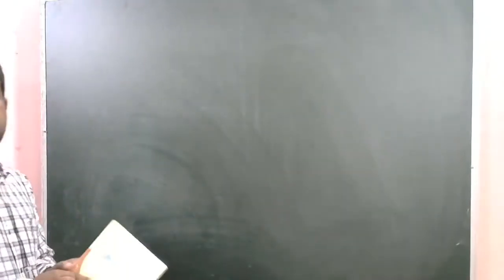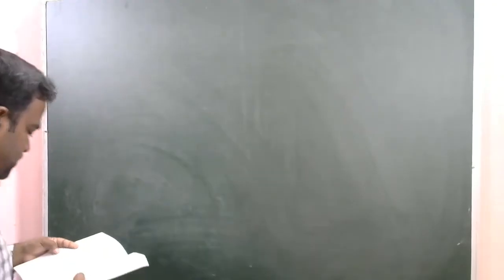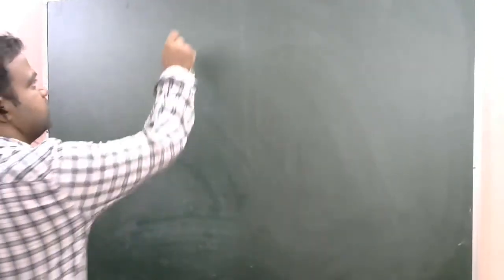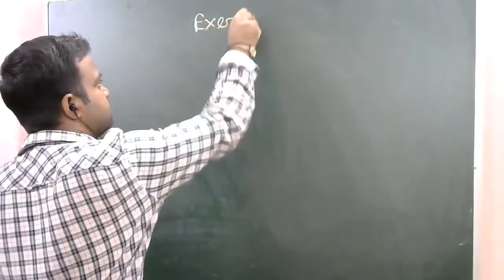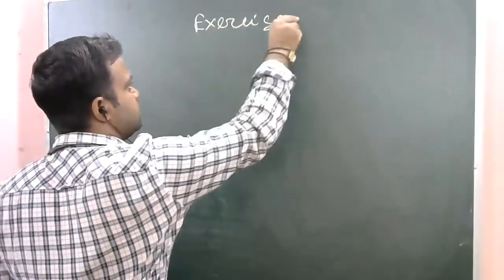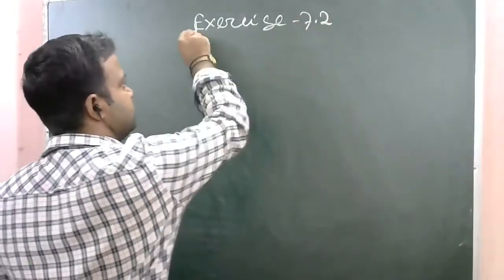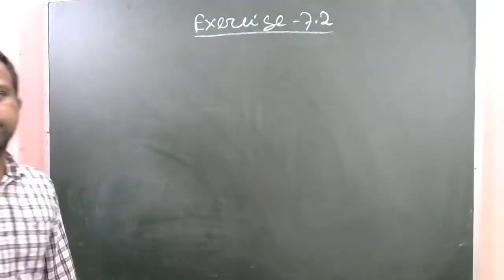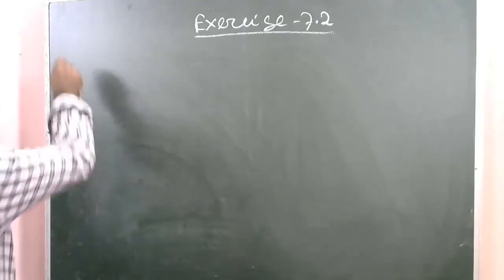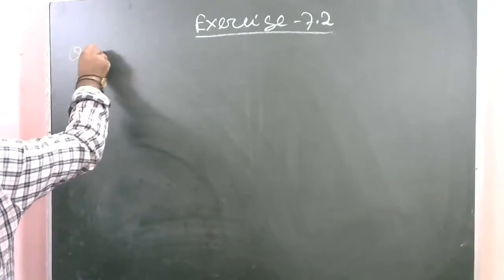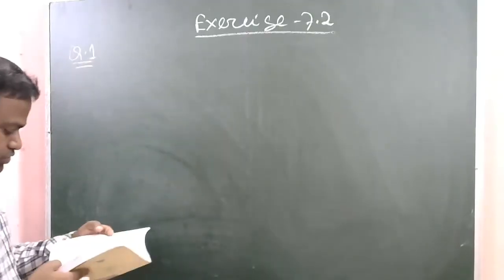Okay, so as you can see, exercise 7.2 we will solve from the NCERT book. So first 5 questions I'll solve. Okay. So first 5 questions. So question number 1. Question number 1.